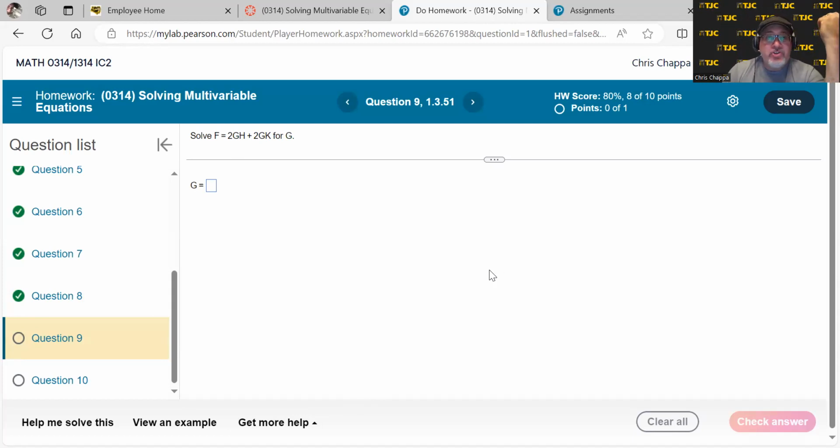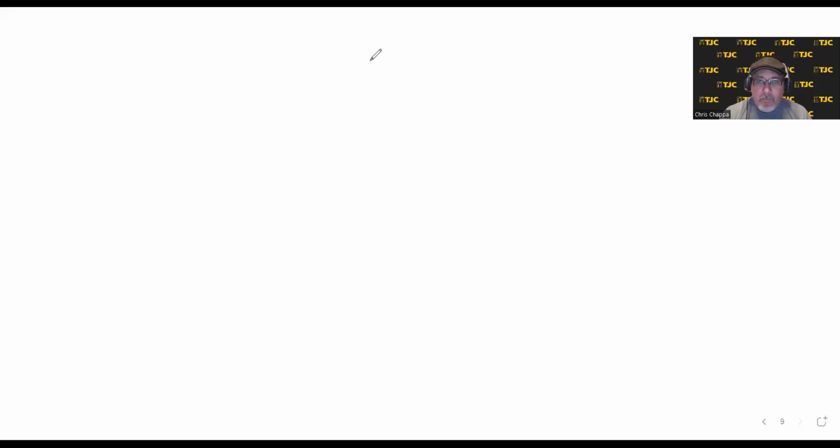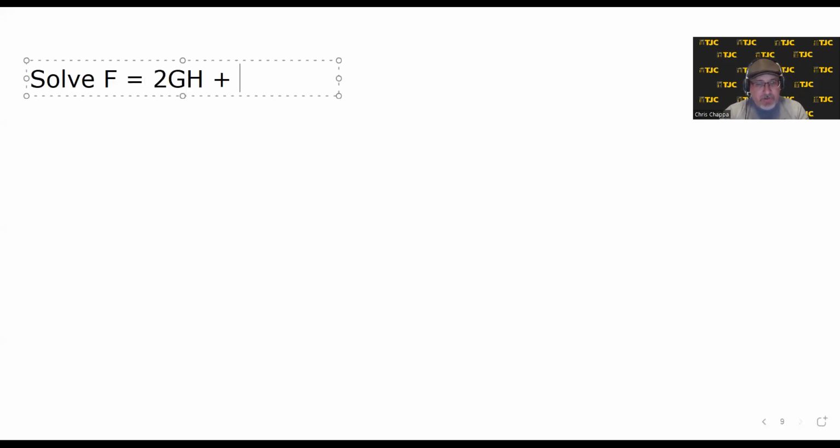We're going to solve F equals 2GH plus 2GK for G. Make sure I copy the question correctly. I'm not switching over to the screen, I'm just clicking so I can see it, but you still see the whiteboard. 2G, that is correct. Okay.